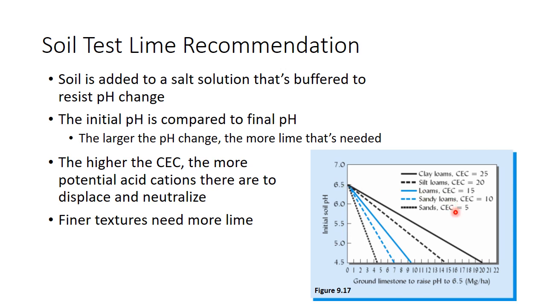But looking at a sand, or even a sandy loam, we have CECs of 5 to 10, and so we would need about 4.5 to 7 megagrams per hectare of lime to raise that soil to a pH of 6.5. So basically, 4 times as much lime to neutralize the clay loam as we would for the sand or a sandy loam. So the more CEC we have, the more buffering capacity the soil has, which means it resists change to pH more, which as a result requires more lime to neutralize it.